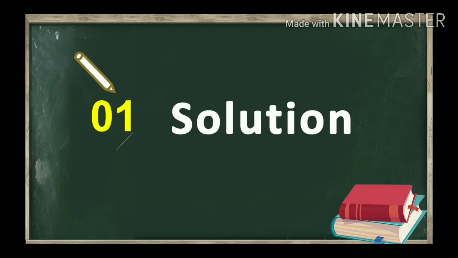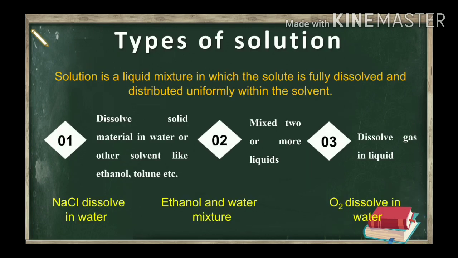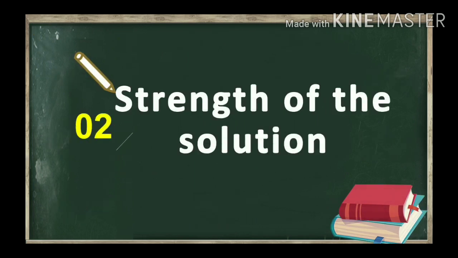A solution is a liquid mixture in which the solute is fully dissolved and distributed uniformly within the solvent. You can prepare three types of solution. For example, you can dissolve one or more solid materials in water or another solvent, like NaCl solution, or you can mix more than one liquid, like hydrated ethanol, or you can dissolve a gas in a liquid, like dissolved oxygen in water. There are several ways by which you can express the strength of a solution.